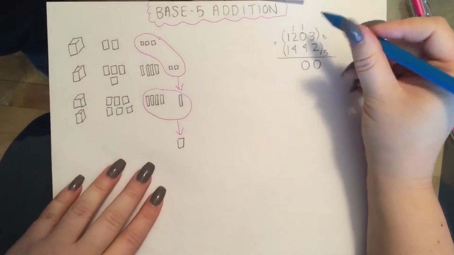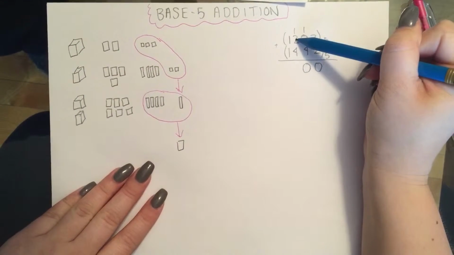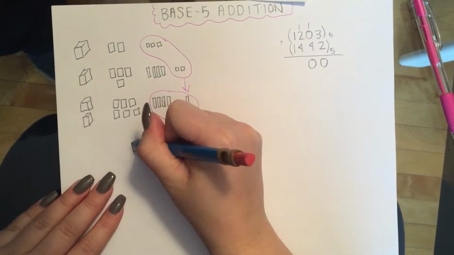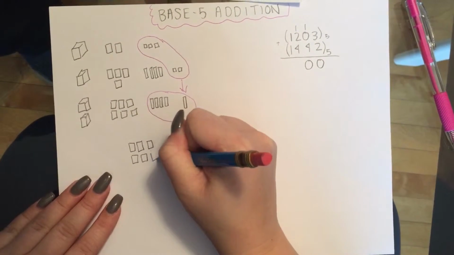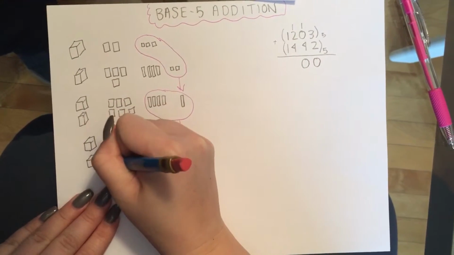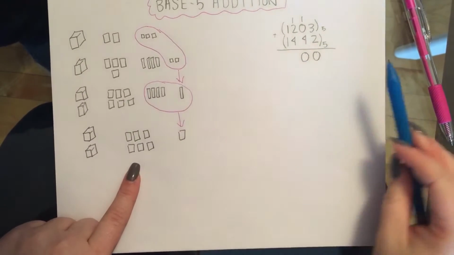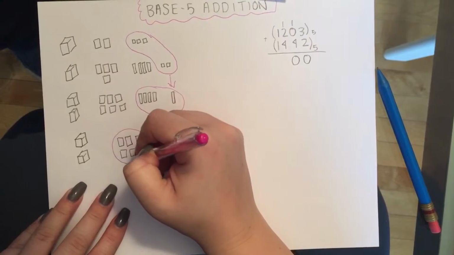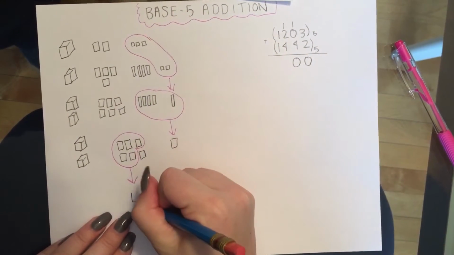And for the next step, we're going to look at our 25 blocks. So we can see that in the algorithm that we have 4 plus 2 is 6, plus 1 is 7. So we're going to redraw our picture over here with the blocks that we have now. And we're going to notice that we have 7 25 blocks over here. So we're going to want to regroup 5 of them. And we're going to make a 125 block out of this regroup.